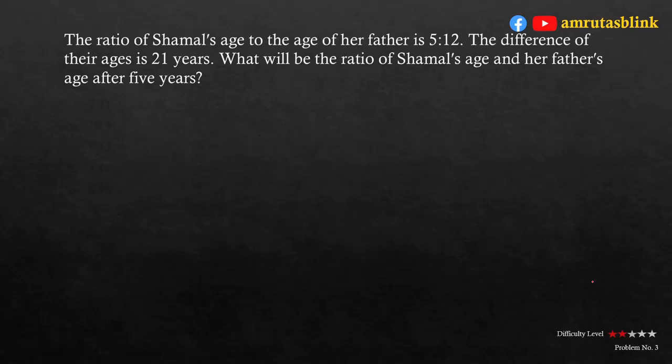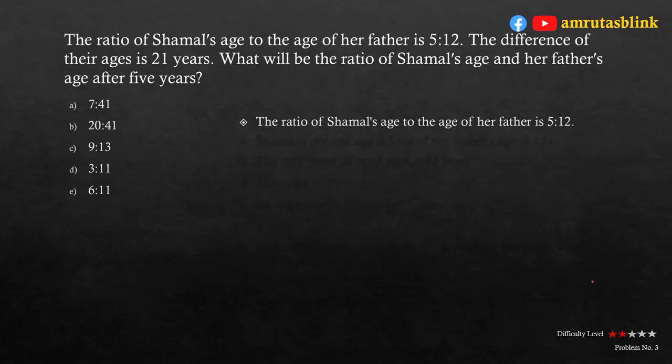Let's move to problem number 3. The ratio of Shamal's age to the age of her father is 5:12. The difference of their ages is 21 years. What will be the ratio of Shamal's age and her father's age after 5 years? 7:41, 20:41, 9:13, 3:11 or 6:11.